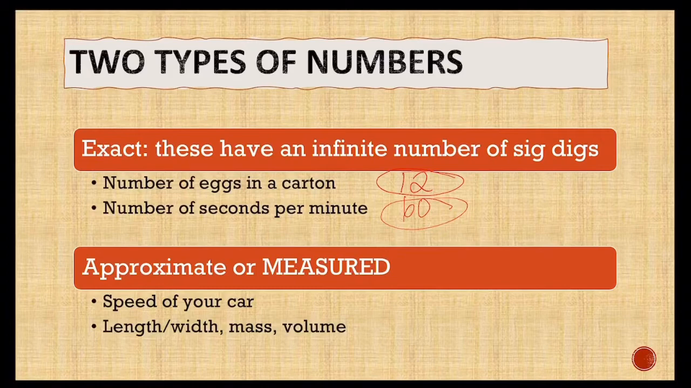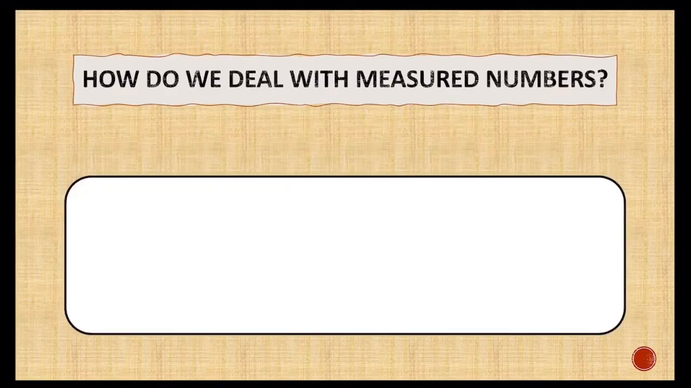Approximate or measured numbers involve measurement, like measuring the length or the width or the speed or the mass or the volume. And for that, you would need to determine the number of significant digits based on the precision of your measuring tool. Let's talk a little bit more about measured values before we focus on the rules of significant digits and calculations involving them. So how do we deal with measured numbers?